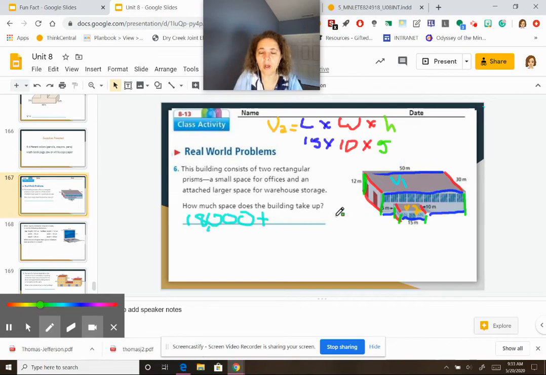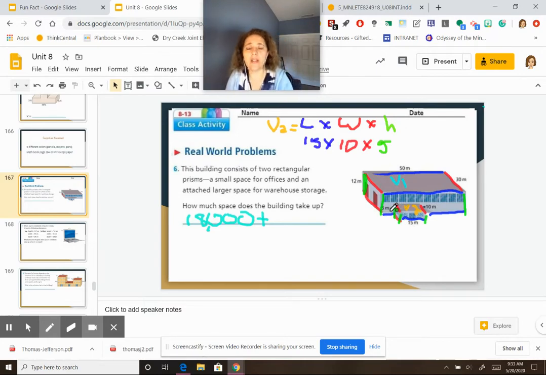Okay, so for volume 2, length of 15, here's my length of 15. Width is 10. Right here, it's telling me going in is 10. And it's 5. I kind of went over it with my green here, so you can see it, but there's a 5 right there. So my height right there is 5. So go ahead and solve that any way you want, and then come back to me. And then we will check.